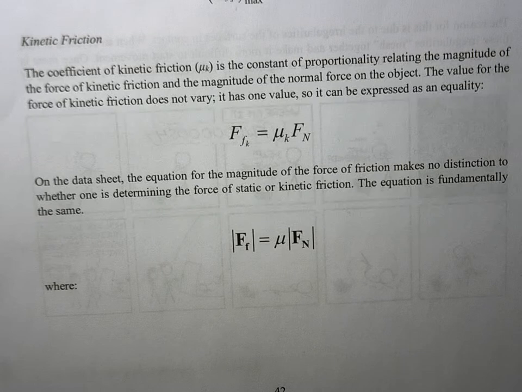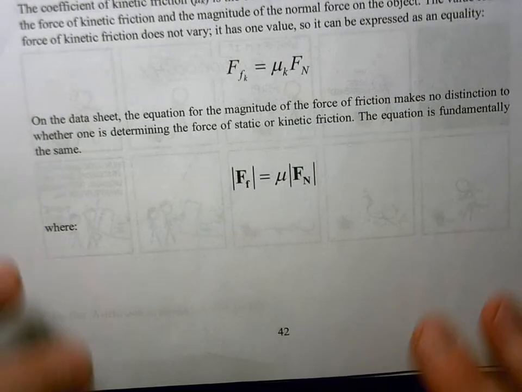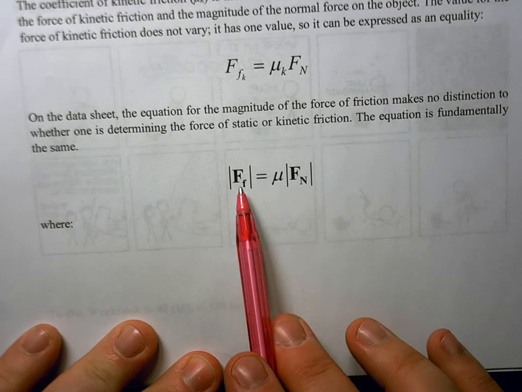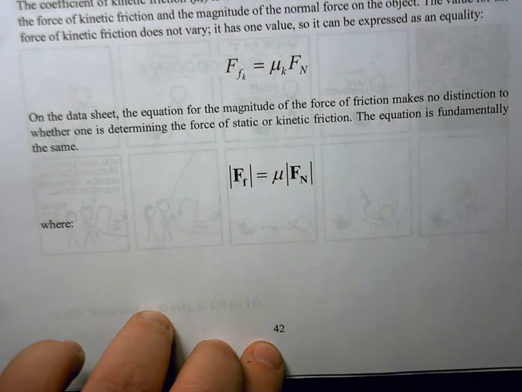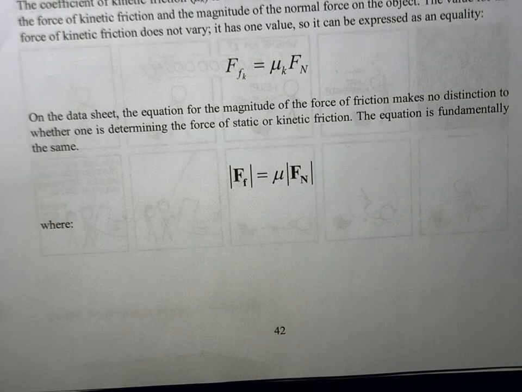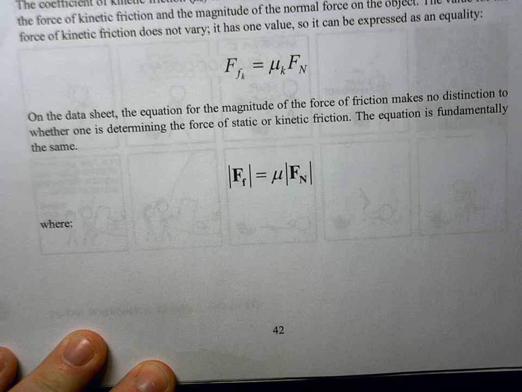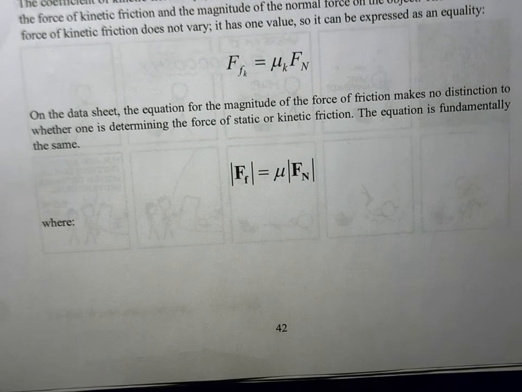On the data sheet in Physics 20, they don't differentiate between static friction and kinetic friction. They just present the equation for the force of friction like this. So they have the magnitude of the force of friction equals the coefficient of friction times the normal force. All that changes, whether it's static or kinetic, is the coefficient of friction. The procedure's still the same though.